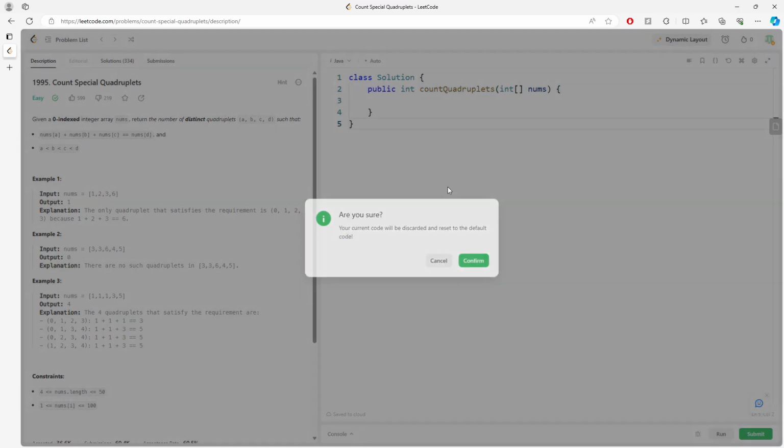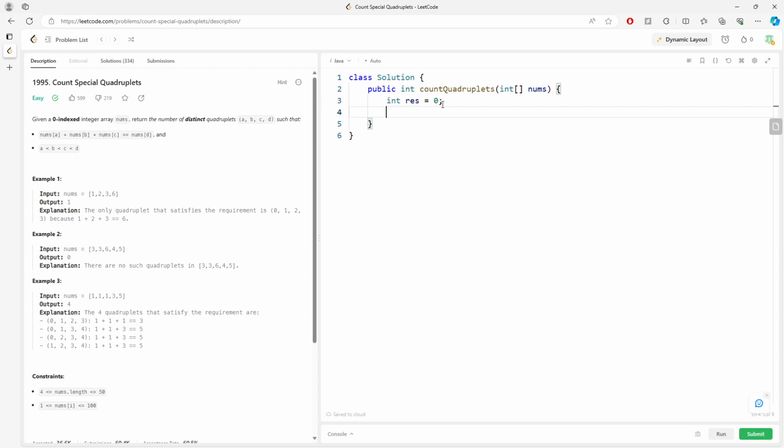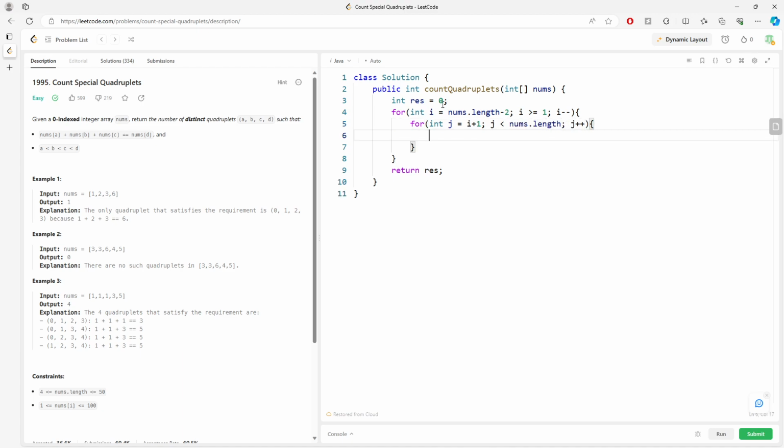So let's talk about the efficient solution. You return result, and what you need to do is iterate I from length minus 2 all the way to 1, decrementing by one each iteration. For J, which represents the right side, it goes from I plus 1 all the way to the end, and then J plus plus. One thing you need to store is a hash map, an integer map equal to a new HashMap.